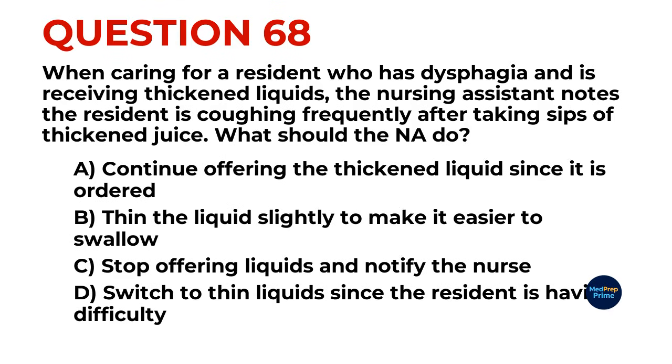When caring for a resident who has dysphagia and is receiving thickened liquids, the nursing assistant notes the resident is coughing frequently after taking sips of thickened juice. What should the NA do? Option A. Continue offering the thickened liquid since it is ordered. Option B. Thin the liquid slightly to make it easier to swallow. Option C. Stop offering liquids and notify the nurse. Option D. Switch to thin liquids since the resident is having difficulty.